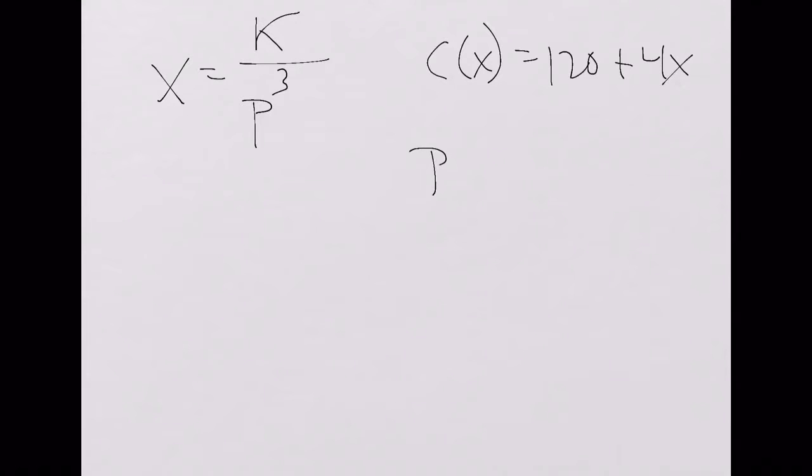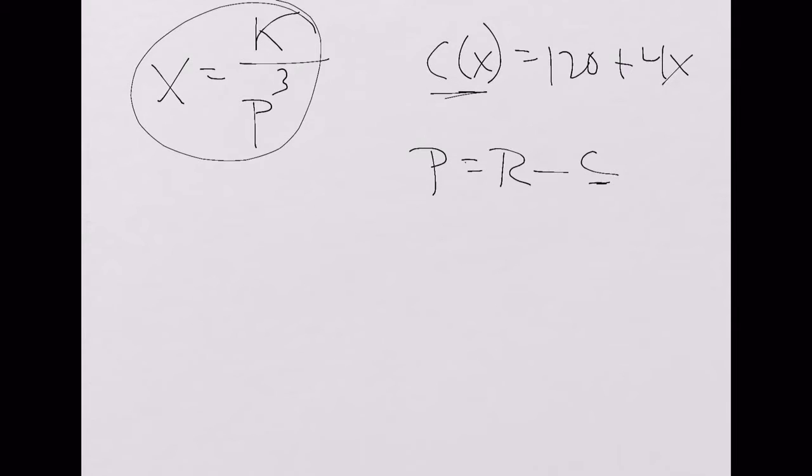You know, profit is revenue minus cost. So here's my cost equation, so I'm good there, but I need a revenue equation. The way you find revenue is you take your price and you multiply it by the number of items you sell. That's your revenue. So to do that, we have to first finish this equation. We need to solve for k.